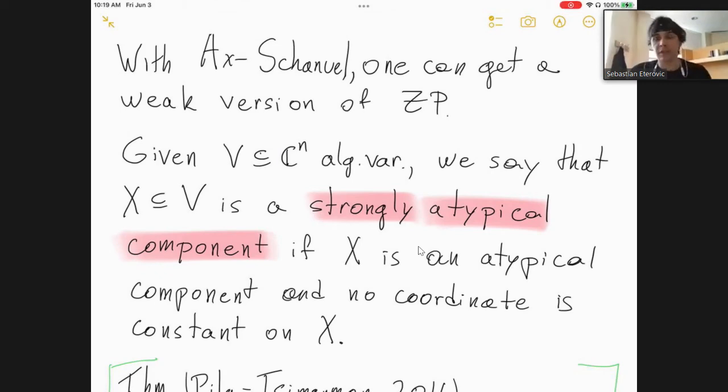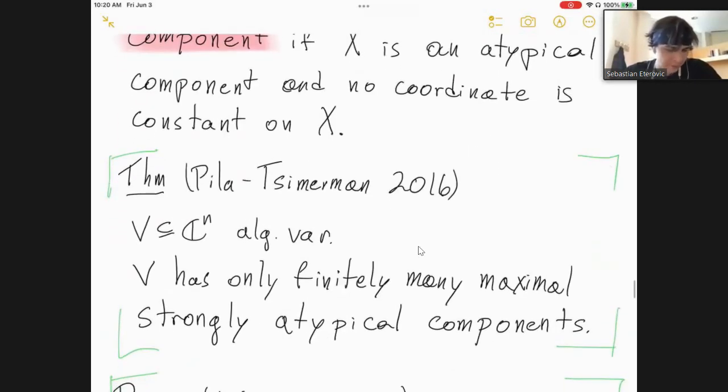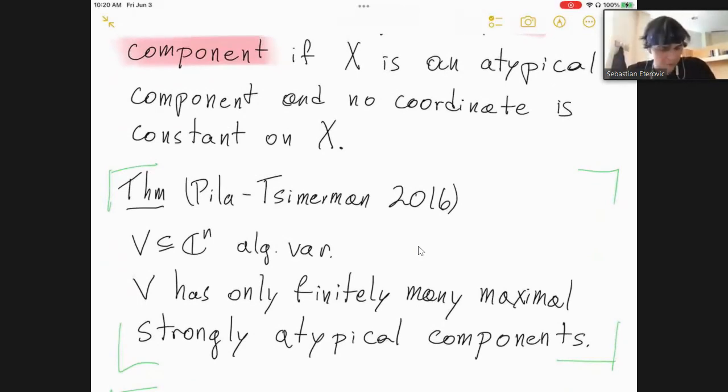Okay, so this is actually part of a very general phenomenon that in order to understand Zilber-Pink, it seems like the hardest problem is everything that has to do with constant coordinates. If things have constant coordinates, then it's extremely harder, as it turns out. But well, let's see what we get. So the theorem, Pila and Tsimerman, like I said, showed in the same paper as before that you don't get exactly Zilber-Pink, but you do get that every variety has only finitely many maximal strongly atypical components. So as long as you only allow atypical components with no constant coordinates, then you do have the statement.